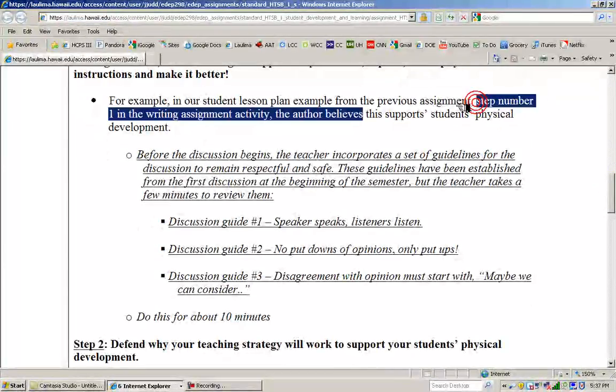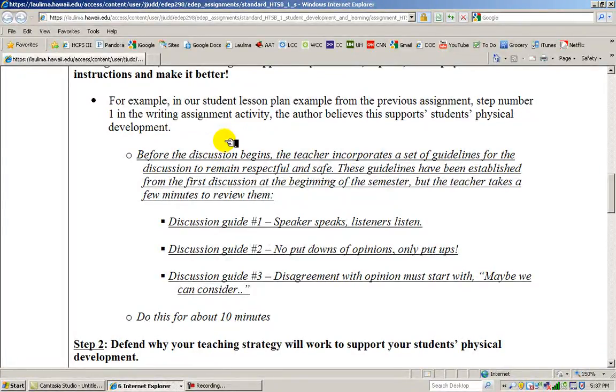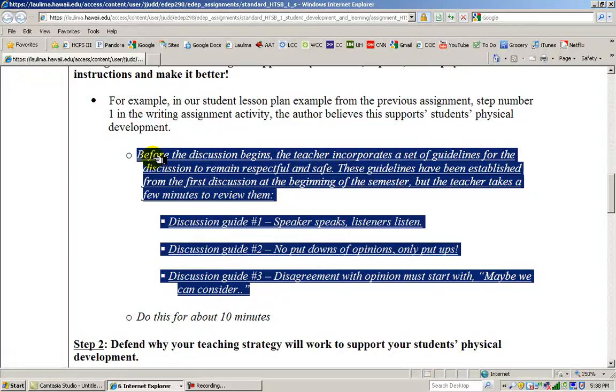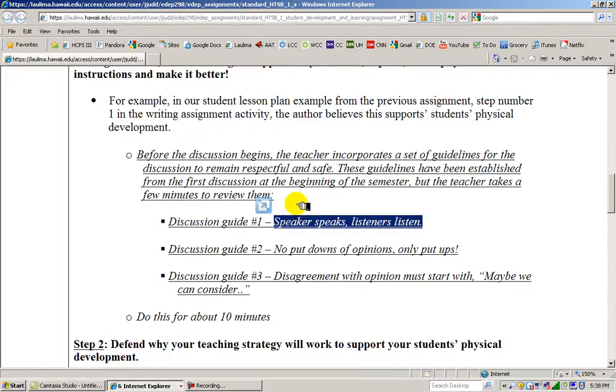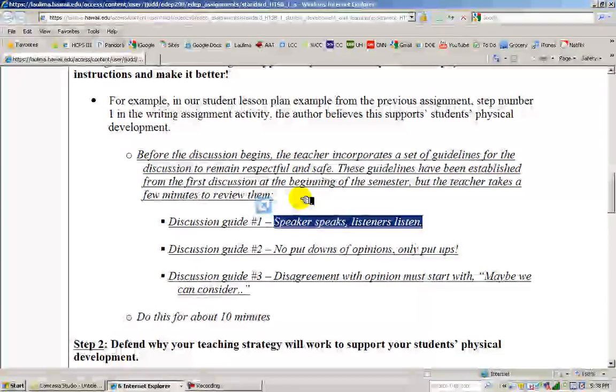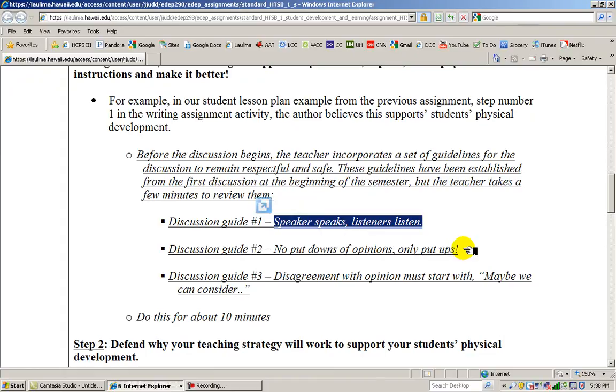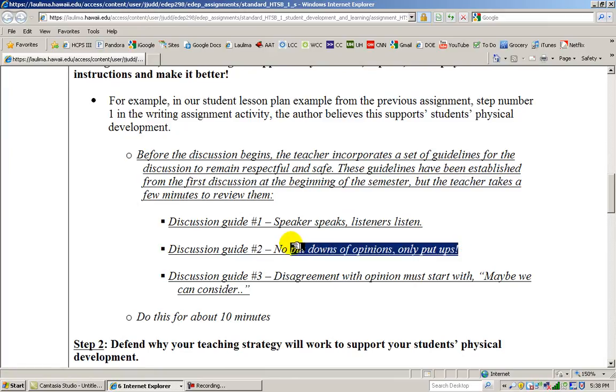Step number one, according to the example author, says that when you have a discussion, you should have some sort of very safe environment. And the author noticed that he or she did not have that. So they expanded the discussion to include 3 different guides, which incorporate some safe rules. Discussion guide number 1: the speaker is speaking and the listener is listening. Number 2: no put downs, only put ups. So folks can't call people's names, especially if they look a different way.